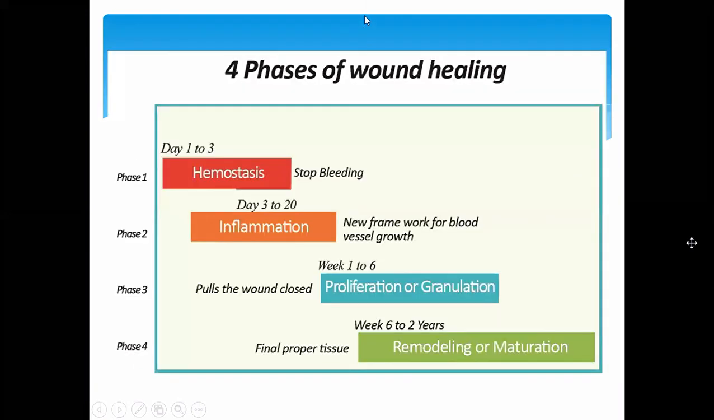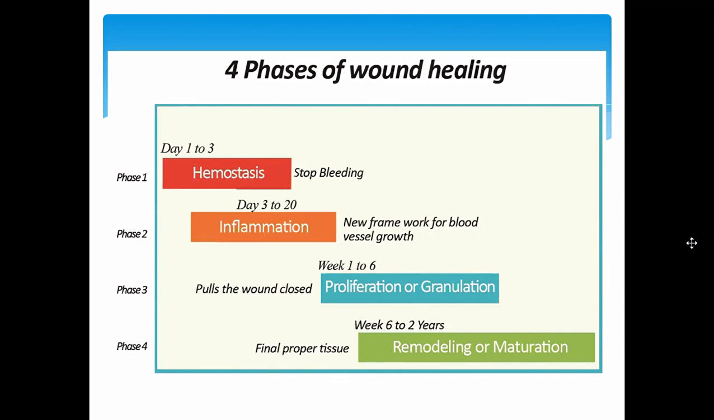Four phases of wound healing. Phase 1, hemostasis. Please read this in your book, understand them. This is 1 to 3 days. Phase 2, inflammation, day 3 to 20, new framework for blood vessel growth. Phase 3, week 1 to 6, pulls the wound close. You have proliferation of granulation tissue. And then the final phase is your remodeling or maturation. This is the final proper tissue, which will be about 6 weeks to 2 years.